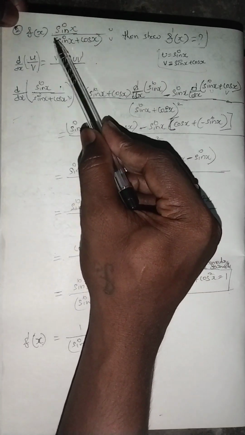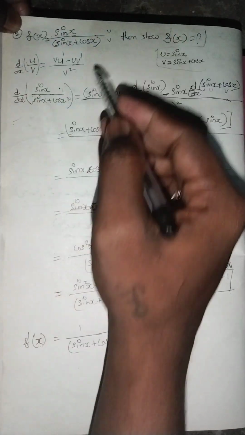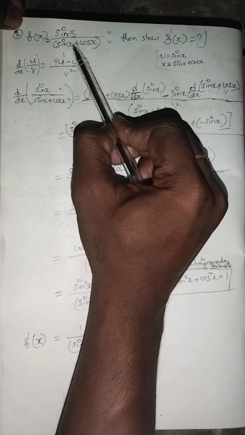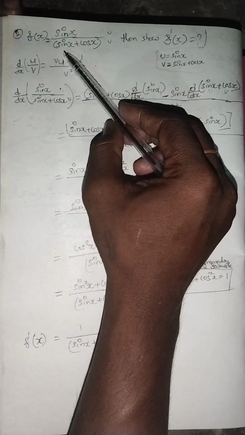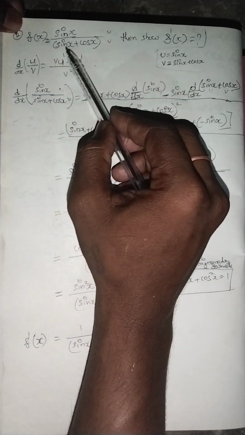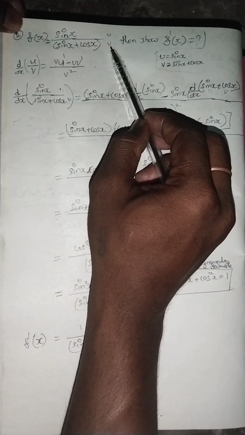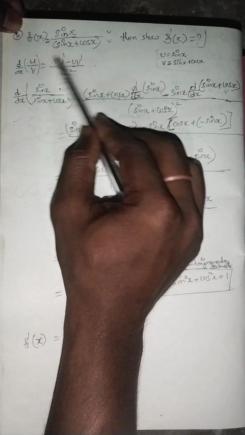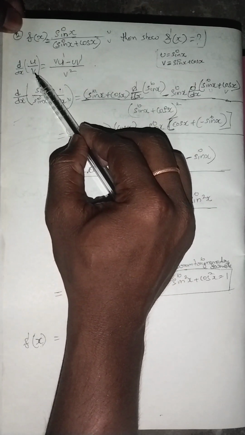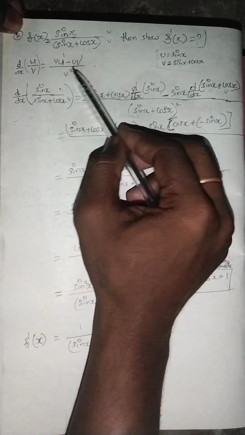Our question is f of x equal to sin x by sin x plus cos x. Then show f dash of x equal to how much. This question looks like u by v form. So that's why we are using this formula: derivation of u by v equal to v u dash minus u v dash by v square.